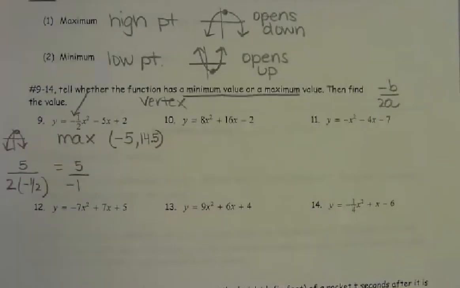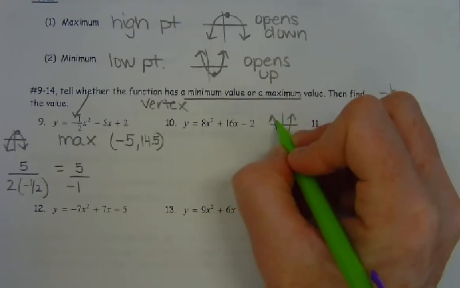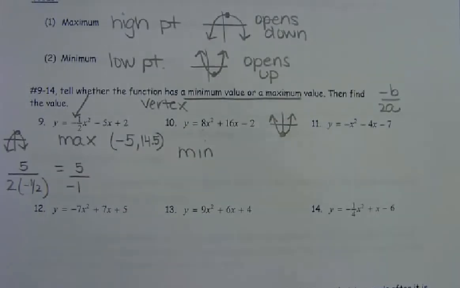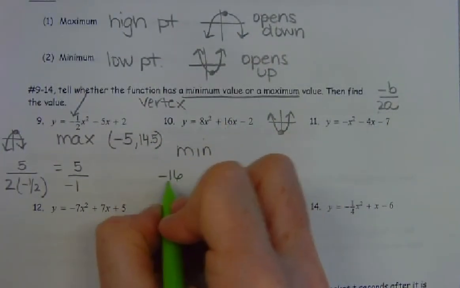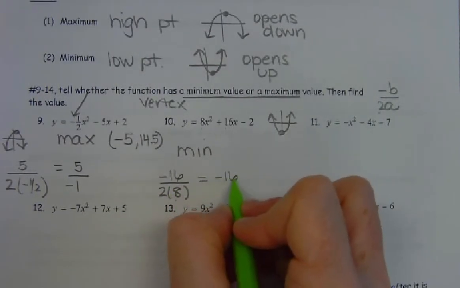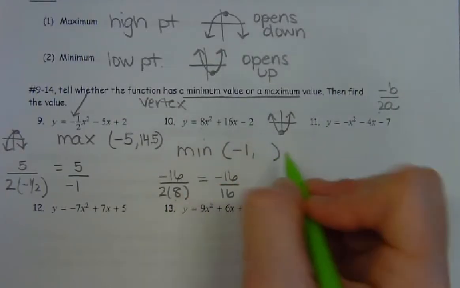Let's try another one. On number 10, you will notice because this is positive, it opens up. Because it opens up, it has a min. I'm again going to use this formula. The opposite of b is negative 16 over 2 times a, which is 8. Negative 16 over 16 is a negative 1. So my min is going to occur at negative 1.